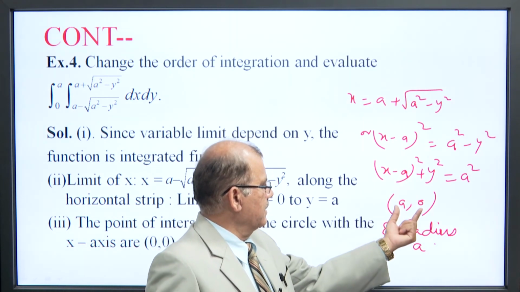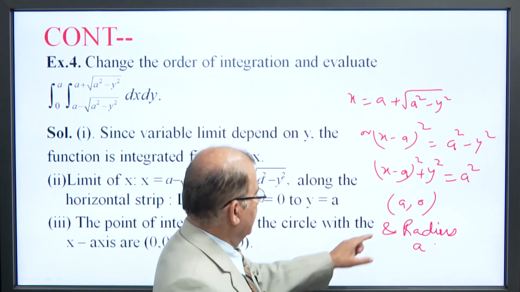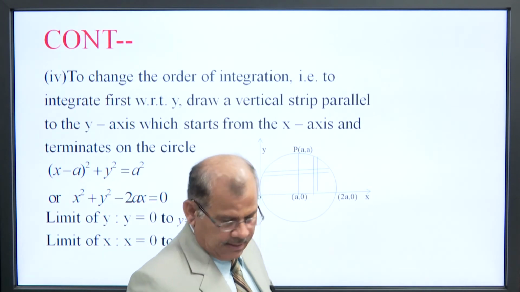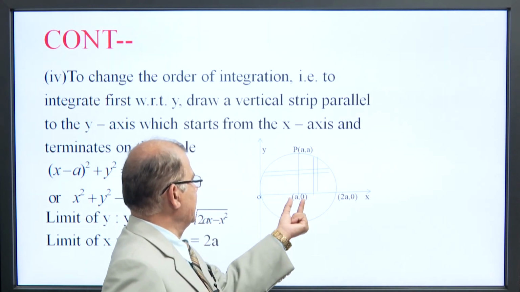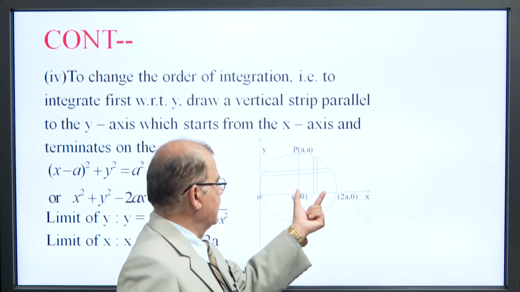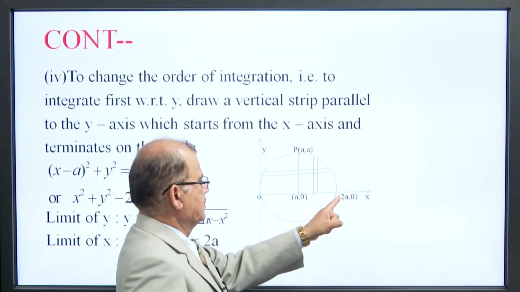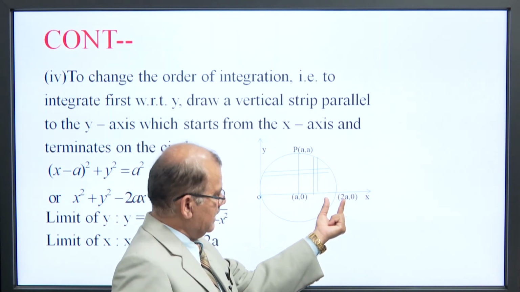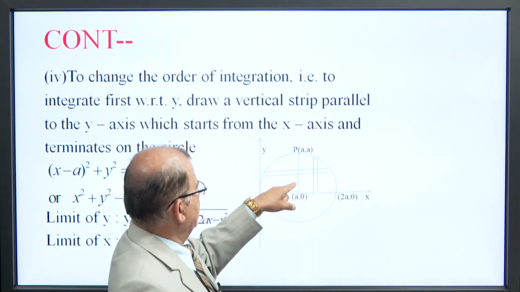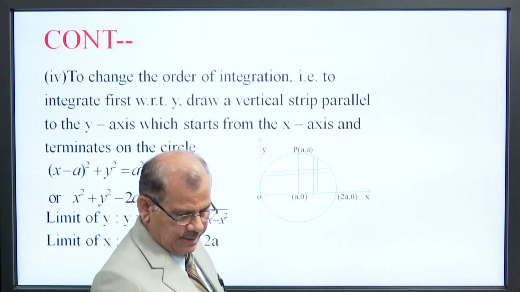Its center is (a, 0) and radius is a, which means it is a circle with center (a, 0) and radius a. The diameter is 2a, which means this point on the x axis is (2a, 0), and this is the point P whose coordinates are x equal to a, y equal to a.